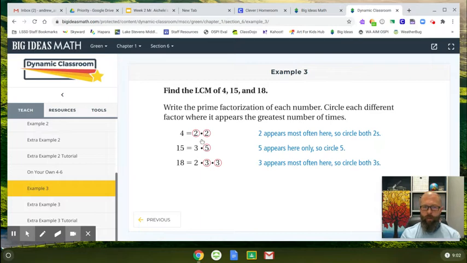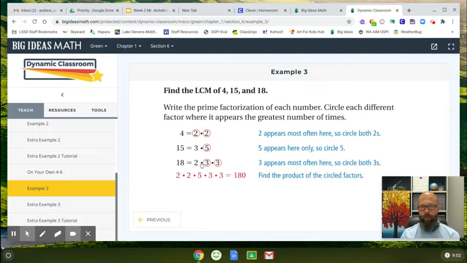All right, so 2 times 2 is 4, and 2 appears most often here, so we're going to circle both 2's. Okay, 5 appears here only, so we're going to circle the 5. And the 3 appears most often here, so circle both 3's. Wherever it appears the most often is the ones you're going to circle. Again, that's hard to remember all that stuff, so you want to have that written down.